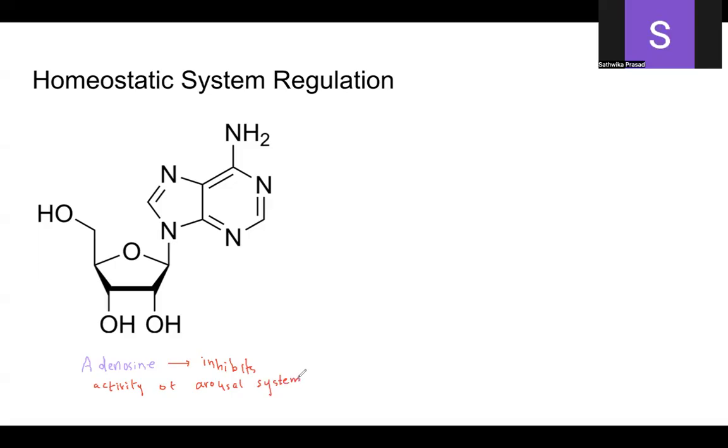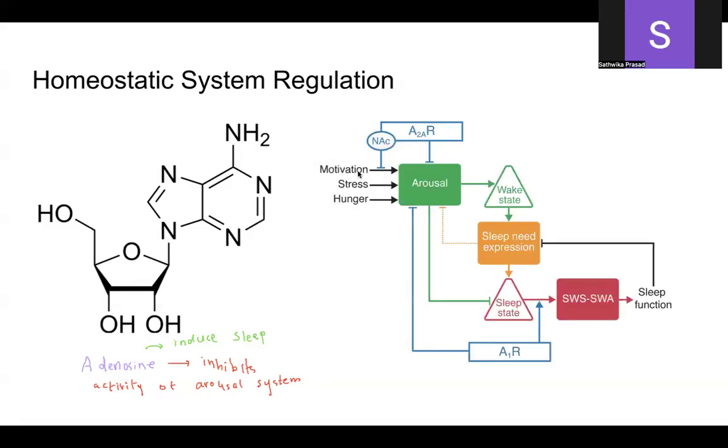So I want you guys to use your inference. If adenosine inhibits the activity of arousal systems, what do you think the main function of adenosine should be? That's right. If you said it should be to induce sleep, that's correct. So this image is basically a demonstration of how adenosine makes you more sleepy.